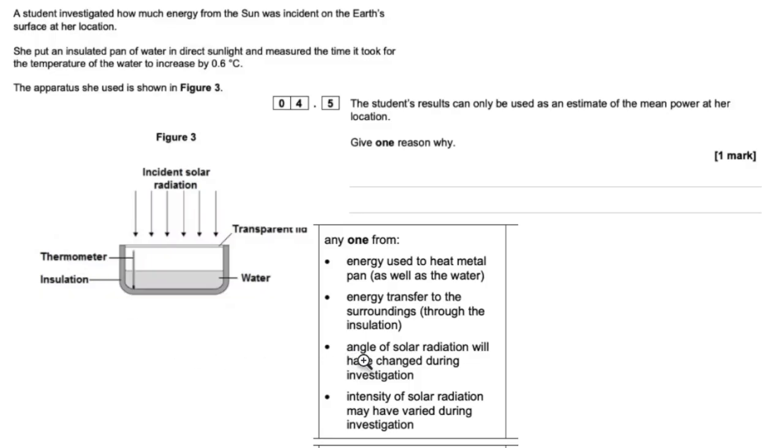The third possibility is that the angle of solar radiation will have changed during the investigation. So when she was experimenting, at that time the angle of solar radiation was different than normal. And when the angle of solar radiation changes, the amount of energy also changes. And then the intensity of solar radiation may have varied. So when she was carrying out the experiment, the intensity was more or less than usual, which changed her estimates. Which changed her answer, which is what made it an estimate.